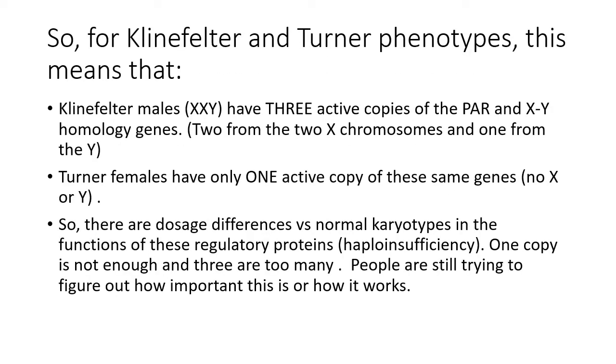Okay, so why this can be important, and people are still thinking about this, the Klinefelter males have XXY karyotype. They have three active copies of the PAR region, two from the X's and one from the Y. Similarly, or conversely, Turner females have only one active copy of these genes. So there are in fact dosage differences versus normal karyotypes in the functions of these genes. So we do wonder why sometimes there is any phenotype at all for Klinefelter and Turner when we do have X chromosome inactivation. And the differences in expression of these PAR region genes could actually be part of that mechanism, why there's a phenotype in these individuals.